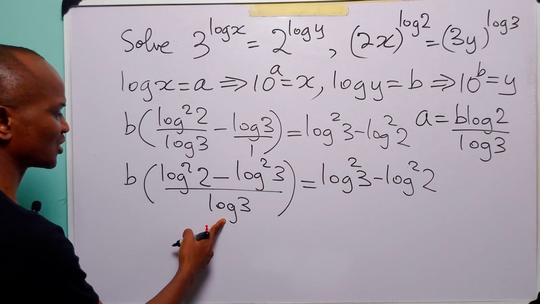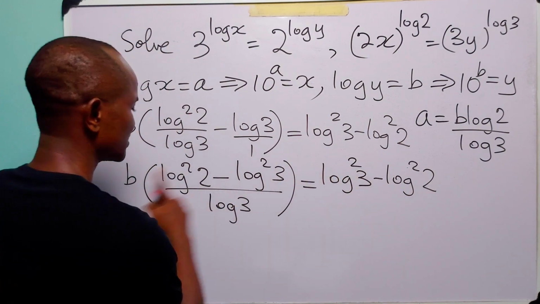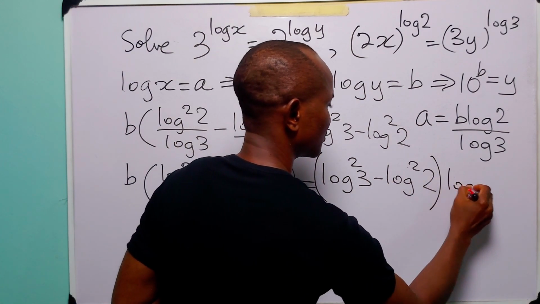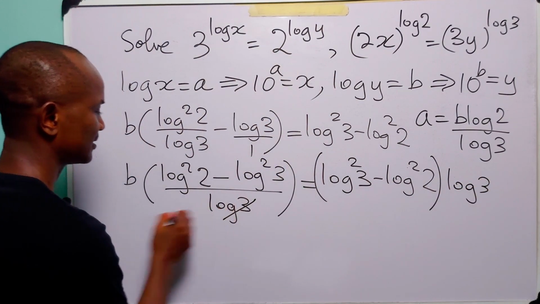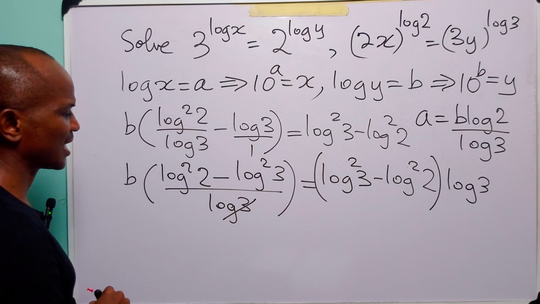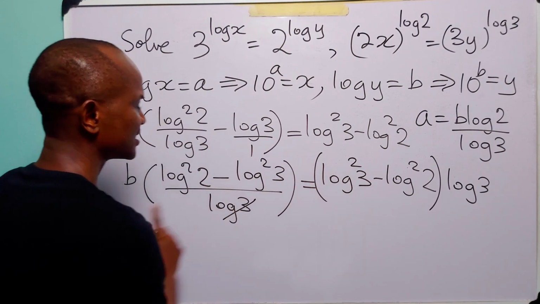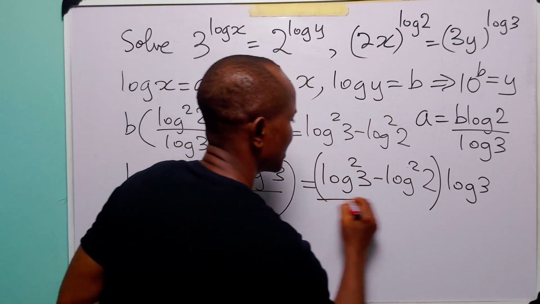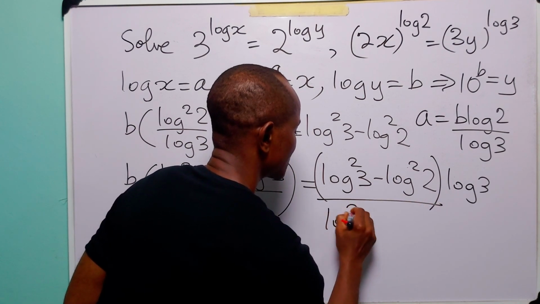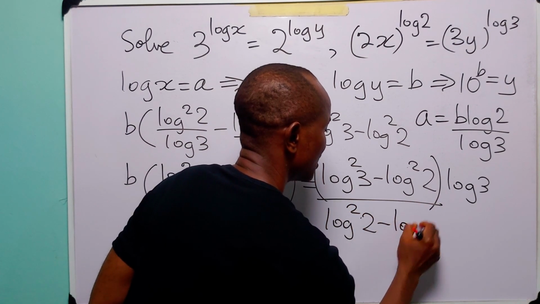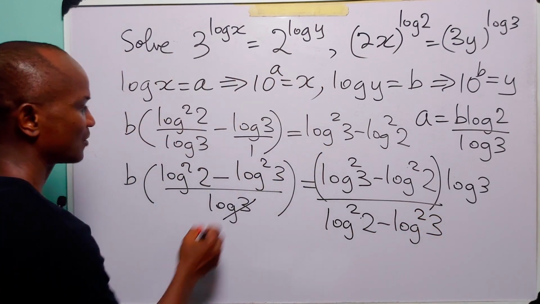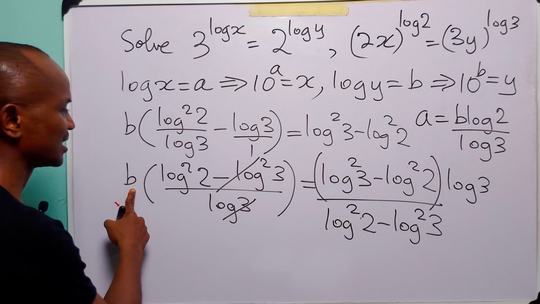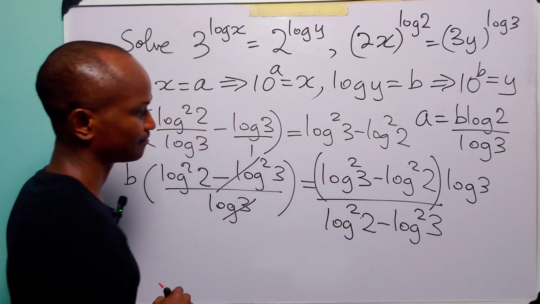All we have to do is to first of all multiply both sides of this equation by log 3. When we do that, we have log 3, and this goes. And then the next thing we have to do is to divide both sides of this equation by log²2 minus log²3. So here we have log²2 minus log²3. When we do that, this also goes. And we simply have that b is equal to this.